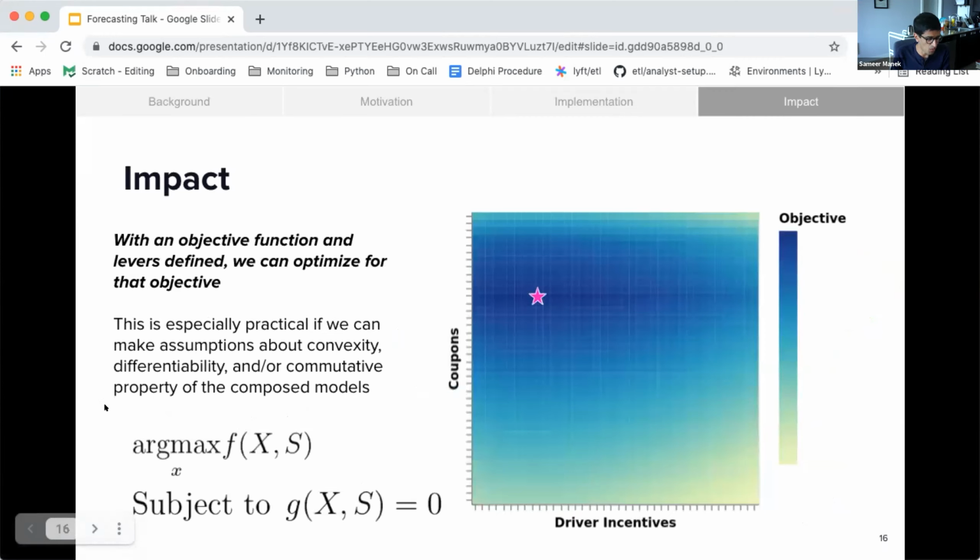And then somewhat naturally, with an objective function defined, we can start optimizing to make the optimal decisions for any given set of levers or set of times. Here is just showing two of the levers that we're deciding over, so driver incentives and coupons, and we can optimize over that. That is, we can maximize f of x and s over x subject to a set of constraints. In reality, this is also very practical, especially if we can make some simplifying assumptions about convexity and differentiability.